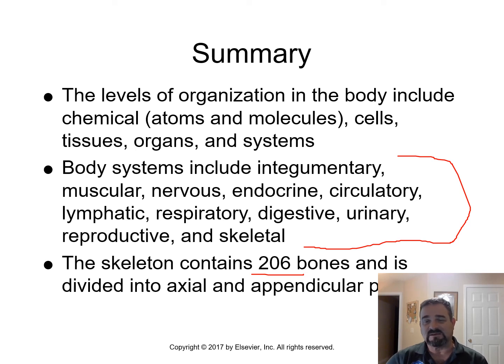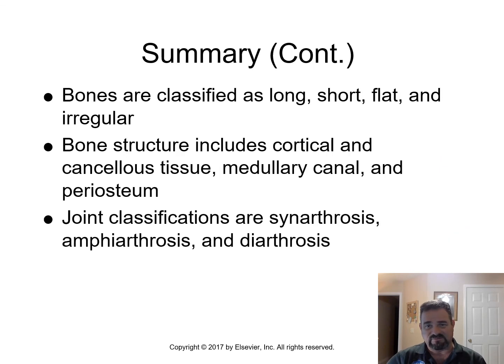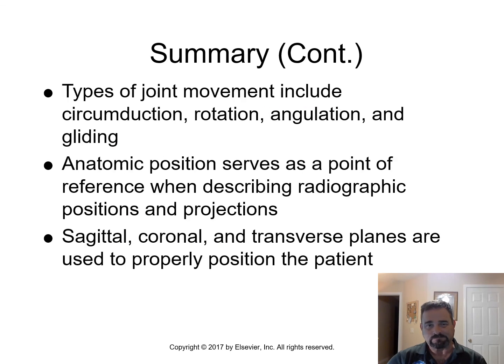And then it's divided into axial and appendicular. Bones are classified as either long, short, flat, or irregular. Bone structure includes cortical and cancellous tissue, medullary canal, and also the periosteum. Joint classifications are synarthrotic, amphiarthrotic, or diarthrotic. Synarthrosis, amphiarthrosis, or diarthrosis. So those are the different classifications of joints. Typical joint movement includes circumduction, rotation, angulation, and gliding.